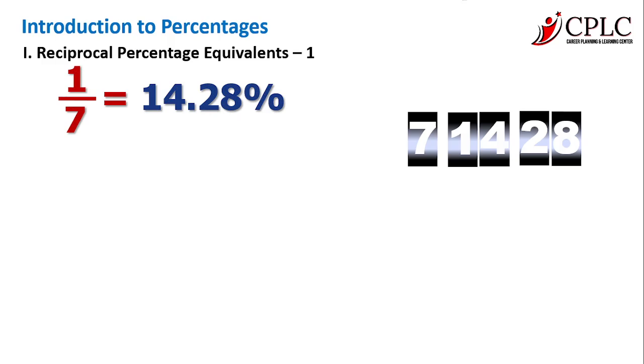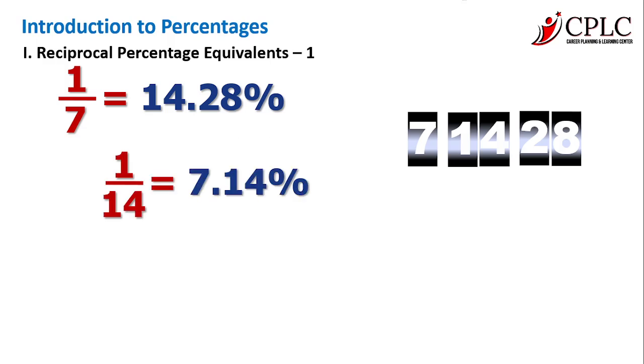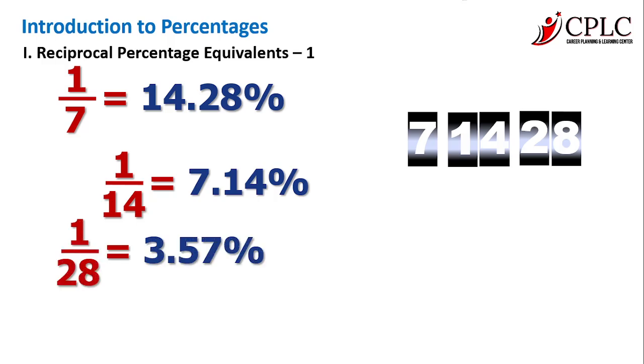Then after that we have 1 by 14, which is half of 1 by 7. So the percentage also becomes half of that. So half of 14.28 is 7.14%. Sorry. Similarly, if we do half of that further, which is 1 by 28, then that gives you half of 7.14, which is 3.57, and so on and so forth.